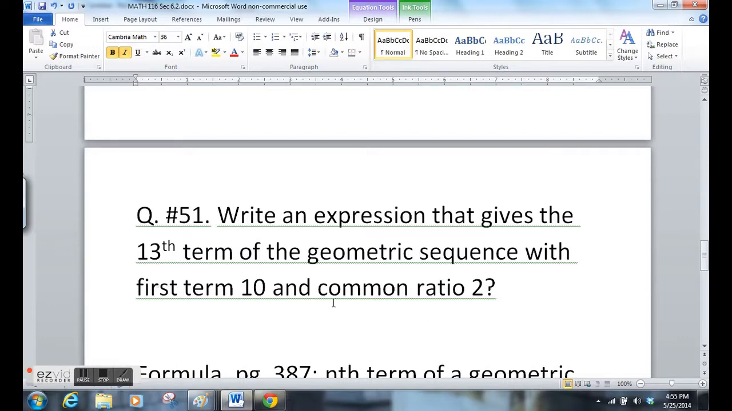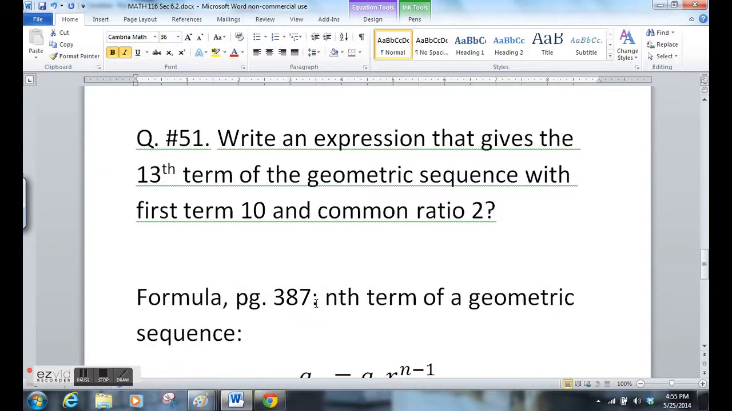So you get this snowball effect, which is called a geometric sequence. So question 51 says write an expression that gives the 13th term of the geometric sequence with the first term 10 and the common ratio 2. So here's the formula you want to use.